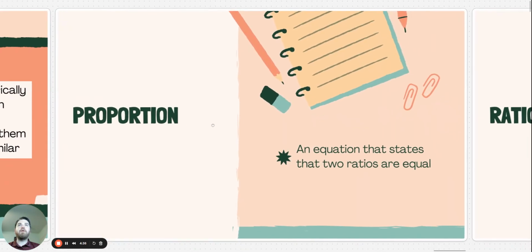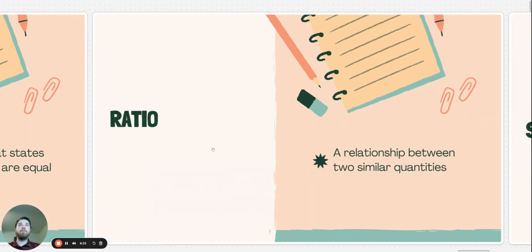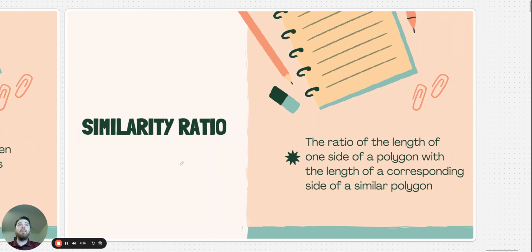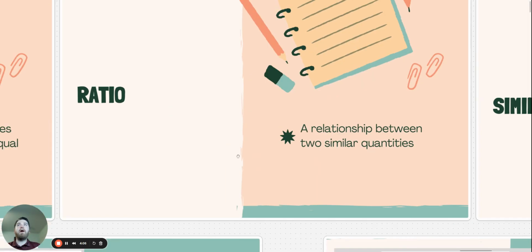So, a couple of definitions. First, proportion. A proportion is just an equation that states two ratios are going to be equal to each other. So something over something is going to be equal to something over something. That's going to be a proportion. So two fractions equal to each other. A ratio is just a relationship between two similar quantities. Doesn't matter what they are. It's just going to be a relationship between those two quantities. And then a similarity ratio is just the ratio of the length of one side of a polygon to the corresponding side, so basically the side that's in the same spot, of a similar polygon.